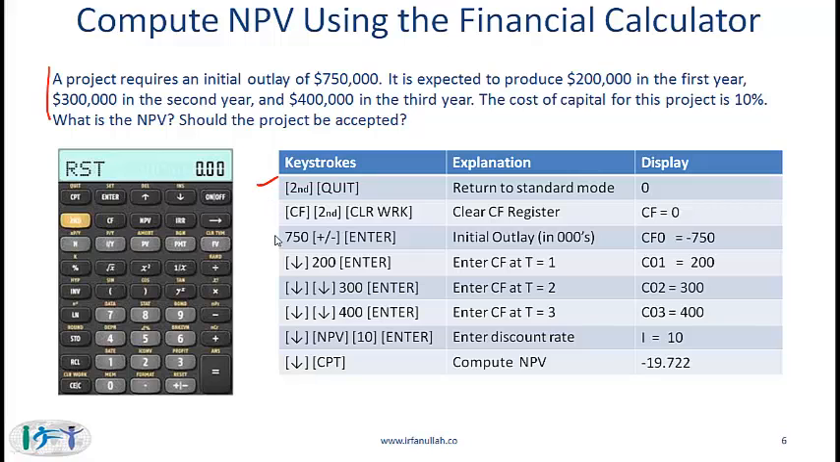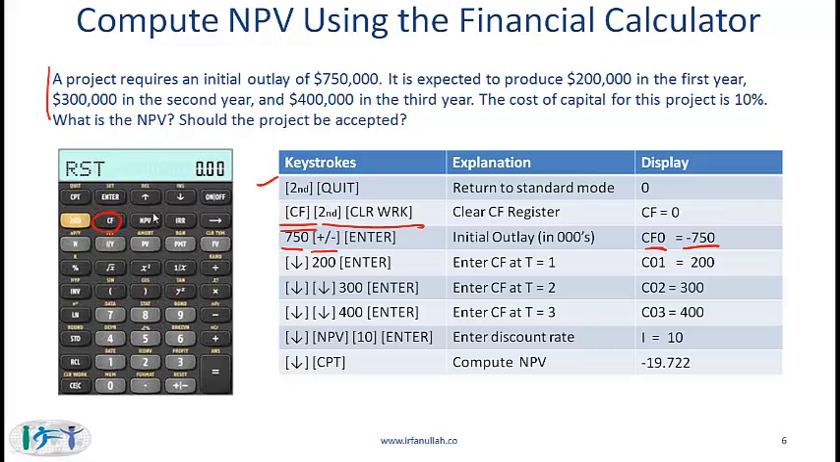This you have seen before. It is simply setting the calculator to standard mode. When you hit the cash flow button over here, that means that the calculator is now expecting input for the various cash flow registers. Here we are simply clearing the cash flow registers, and then 750 plus minus. This is essentially putting in a value of minus 750 for the first cash flow, which is actually CF0, and we are entering numbers here in thousands, so to save some keystrokes we are just putting in minus 750.